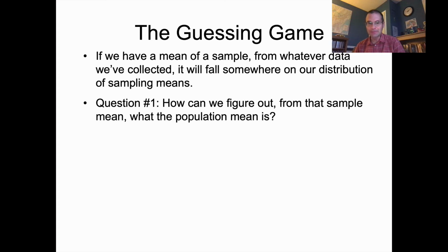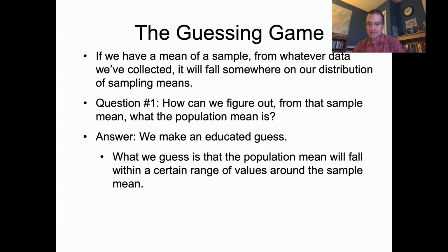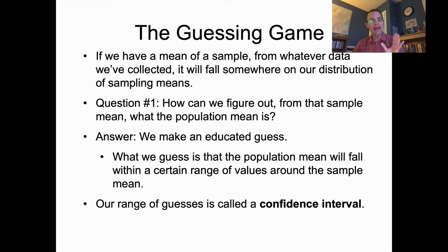So for that reason, what we have to do is guess. Basically, the sample gives us some information about the population that enables us to make an educated guess, which is better than a completely uneducated guess. But it's not going to be perfect. So because it's not perfect, what we guess is that the population mean will fall within a certain range of values around the sample mean. And this is where the concept of a confidence interval comes into play. That range of guesses is called a confidence interval.